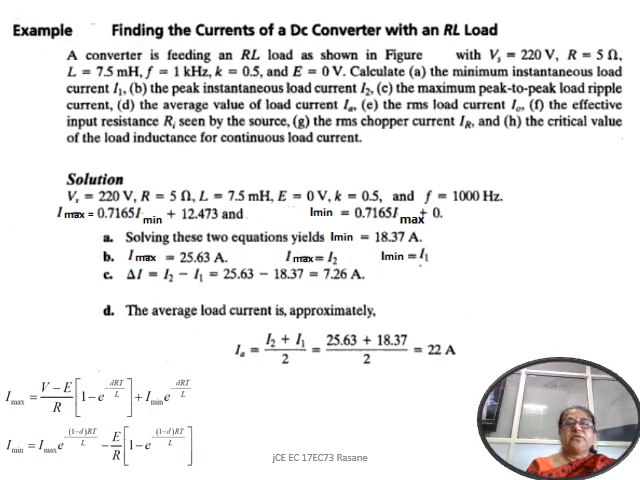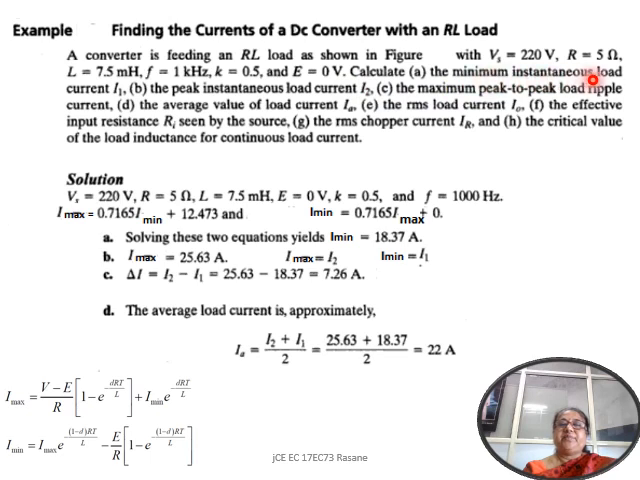Now let us look at an example finding the currents of the DC converter with the RL load. A converter is feeding an RL load as shown in the figure, that is the same step down chopper with the RLE load, with Vs as 220 volts, Rs 5 ohms, Ls 7.5 millihenry and frequency as 1 kilohertz. The duty cycle K is 0.5 and capital E as 0 volts.